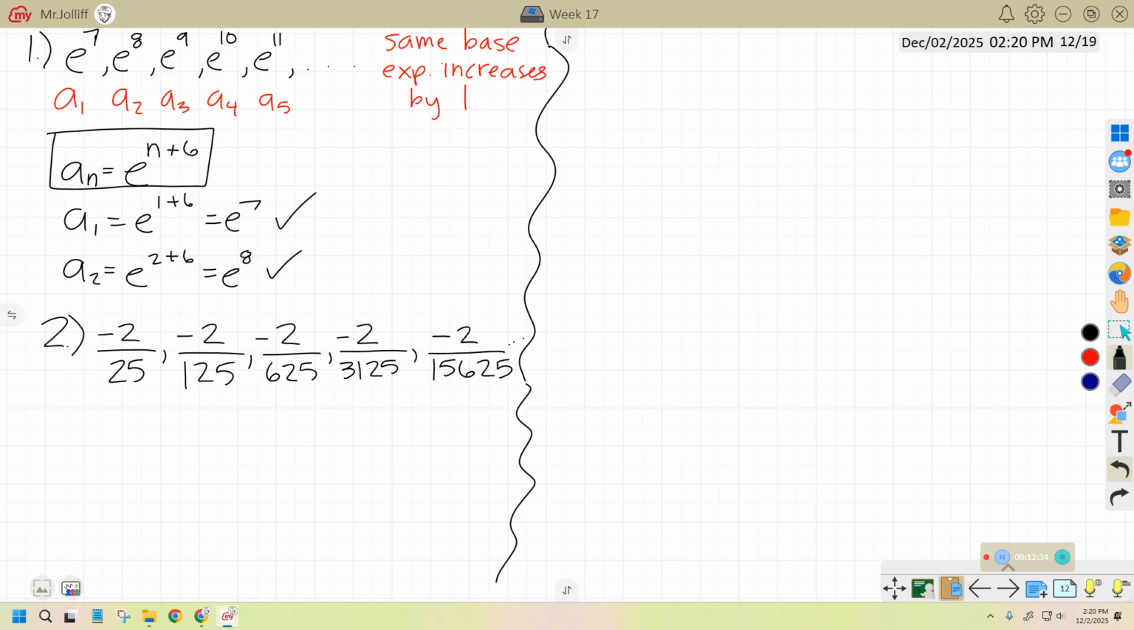So our sequence is -2/25, -2/125, -2/625, -2/3,125. Okay, let everybody copy it down first, and then you can be the first to give me a guess at it.